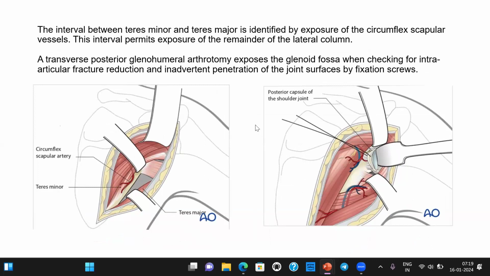The last figure shows a transverse posterior glenohumeral arthrotomy being done, which exposes the glenoid fossa. If at all we want to check whether any screw has penetrated the joint surface, we need to expose the joint articular surface. For this, we need to do a transverse posterior glenohumeral arthrotomy.